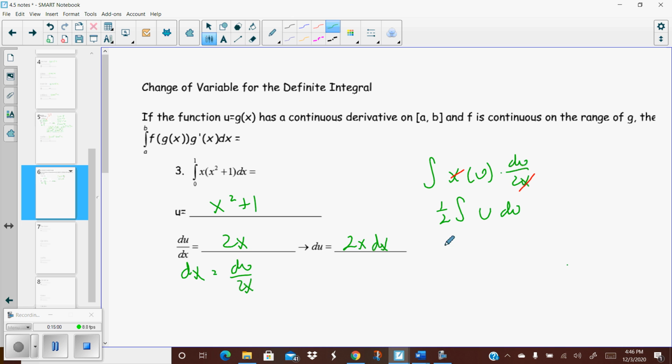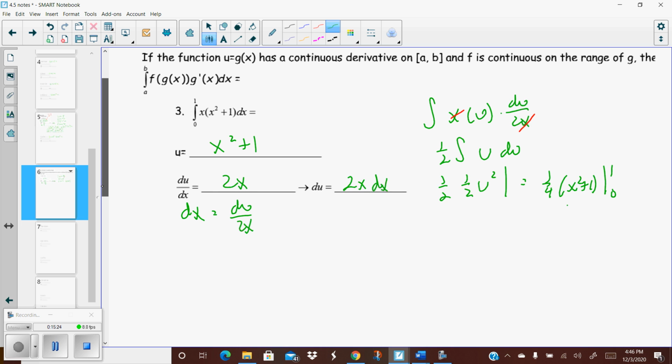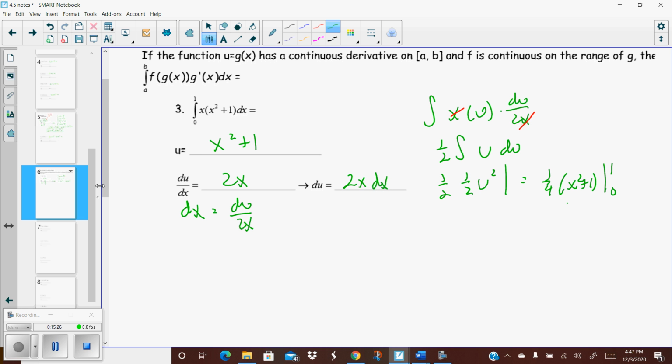I may as well just finish it. I can take the antiderivative, which is going to be u to the second power divided by 2, or multiplying by a half. And then we'll put our evaluation bar, which is going to be 1/4, replace the u with x squared plus 1, and then evaluate it from 0 to 1. Okay, I'll do that part in a second. There's a second way to do this, and you will have to know how to do both of them.